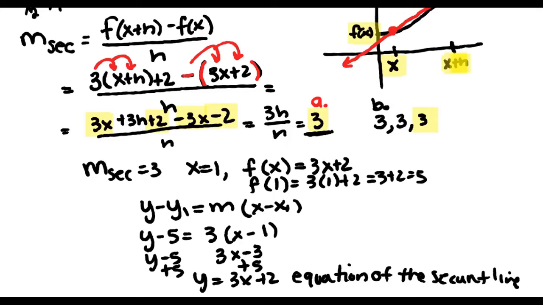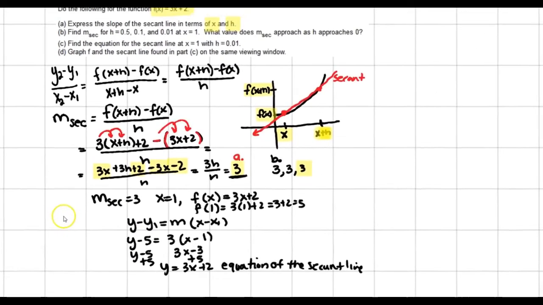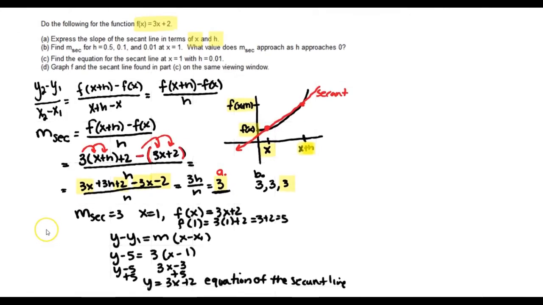I'm going to zoom out a little bit so we can see our question again. I want to make sure we answer all the parts. And I just noticed that I missed this part of the question right here. What value does the slope of the secant approach as h approaches 0? All of the slopes of our secant lines were 3, and so the slope of the secant line approaches 3 as h approaches 0.